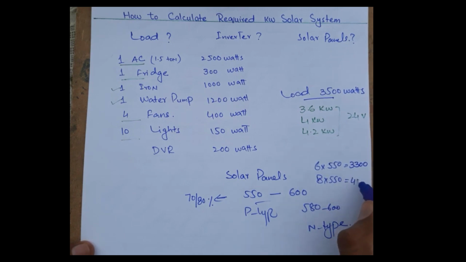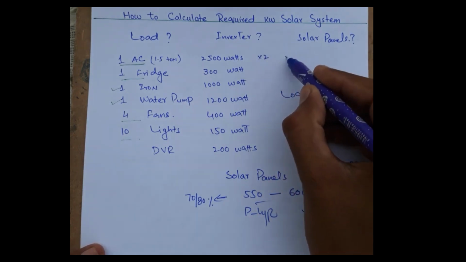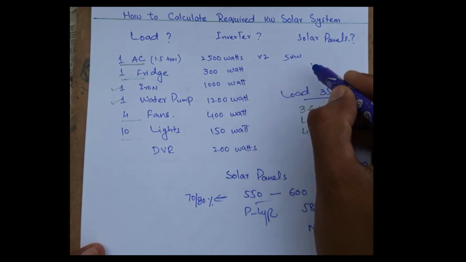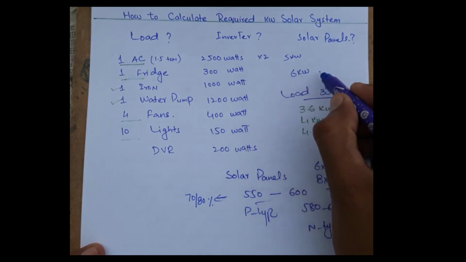The air conditioner initially draws 2,500 watts, but this will reduce once it cools down the room, as inverter ACs are more efficient. The fridge uses around 300 watts consistently. The water pump will consume about 1,200 watts when in operation, while fans consume 400 watts combined and lights use 150 watts. The total load of all appliances is calculated to be approximately 3,500 watts.